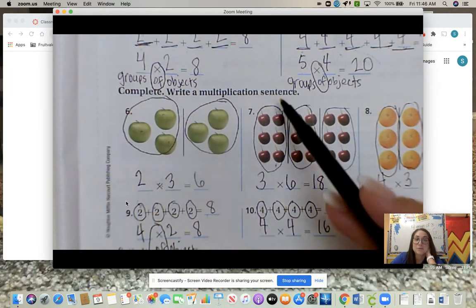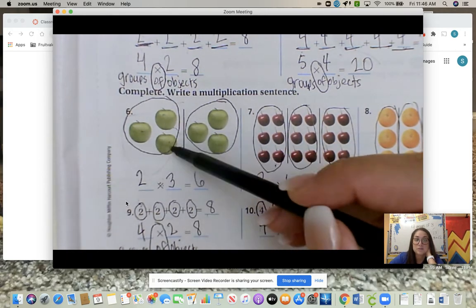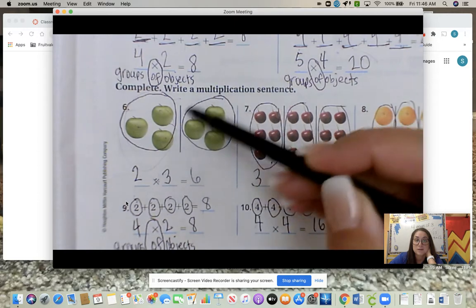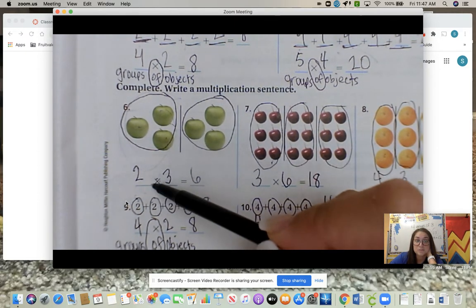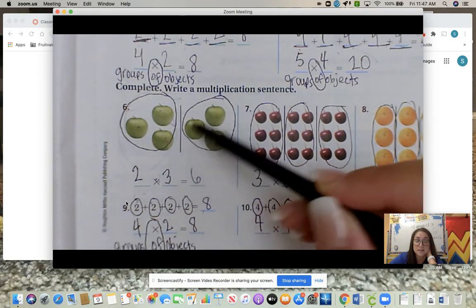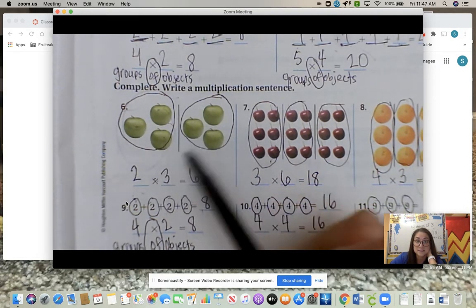Complete and write a multiplication sentence. So we need to turn it into groups. There are 3 apples. Here's one group, another group. Oh, so how many groups do you have? You have 2 groups of how many? 3 in each. So 2 times 3 equals 6. And you have 6 apples there.